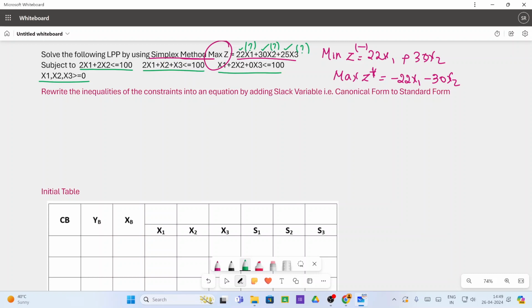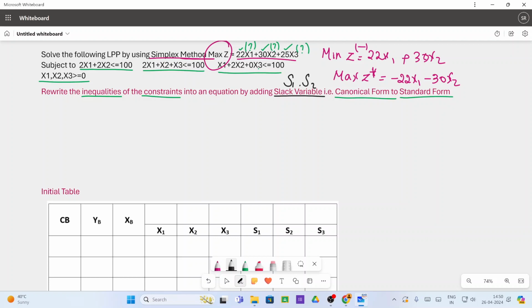In the simplex method, the first thing is you have to rewrite the inequalities of the constraints. That is, from your canonical form you have to convert into your standard form. In order to do that you have to introduce something called a slack variable. The slack variable is represented as s. If you introduce one slack, it is going to be s1, and the second time you introduce a slack, that is going to be s2, and so on.